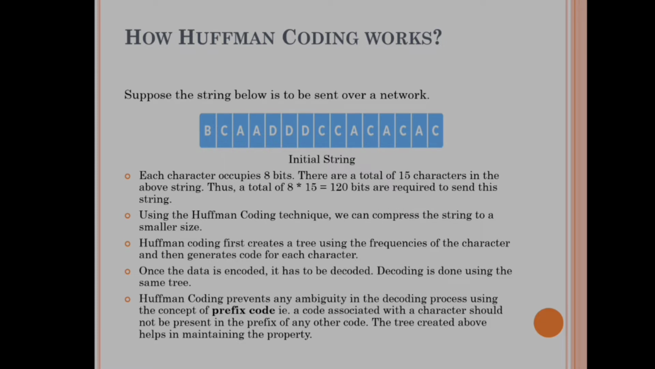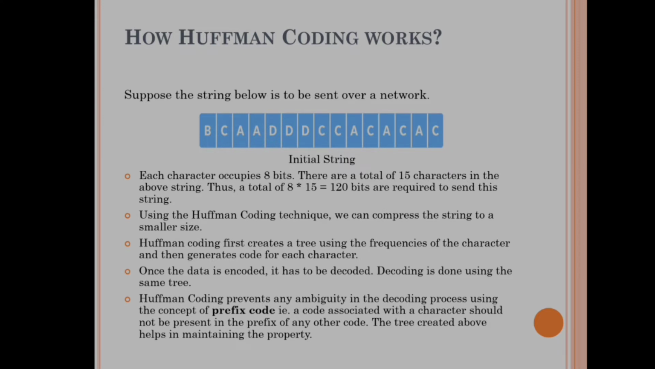First of all, Huffman coding creates a tree using the frequencies of the characters and then generates a code for each character. Once the data is encoded, it has to be decoded. Decoding is done using the same tree. I will explain further how decoding is done.